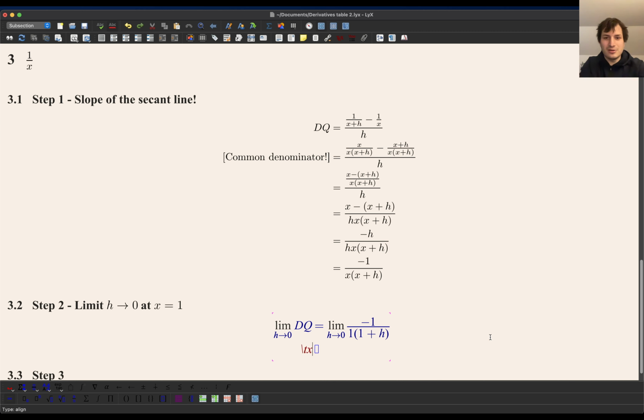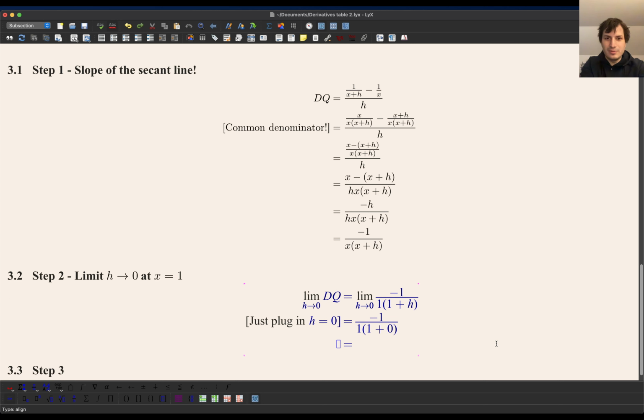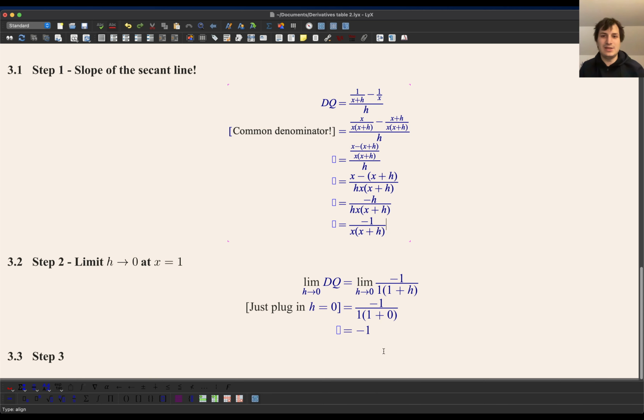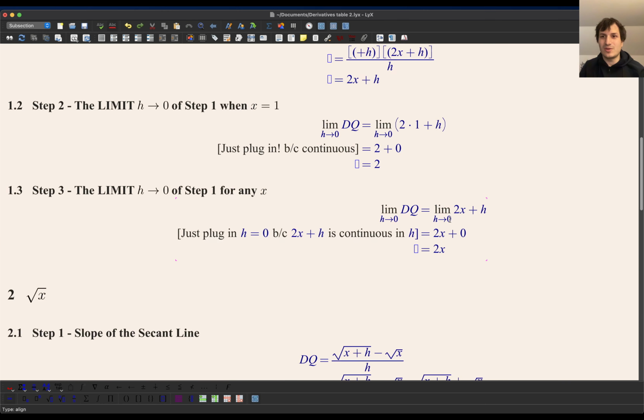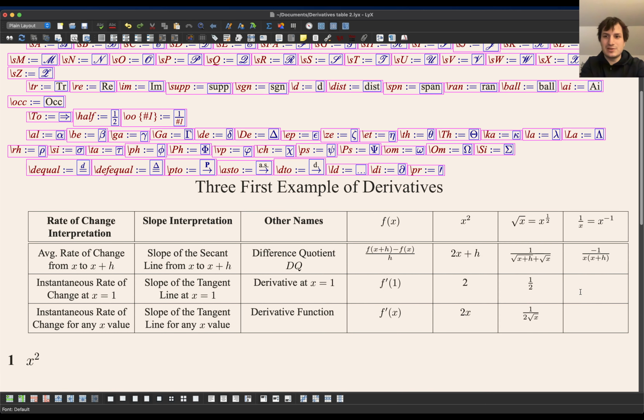And we can just plug in, just as before. Just plug in h equals 0 because it's a continuous function. And when you plug in, you get this very nice answer: minus 1 over 1 times 1 plus 0, which is minus 1. So we did all the hard work to simplify. We just plugged in h equals 0 to get minus 1. So the answer in our table, the slope is minus 1.